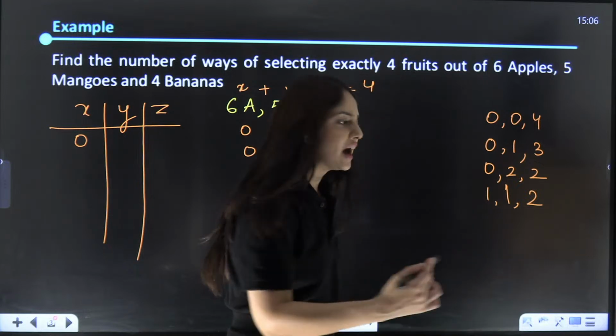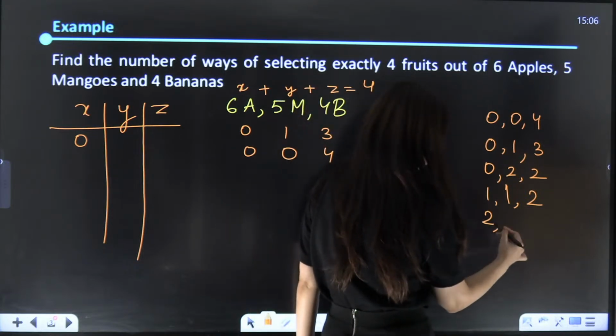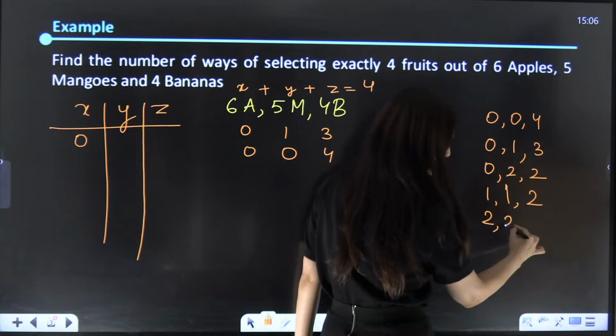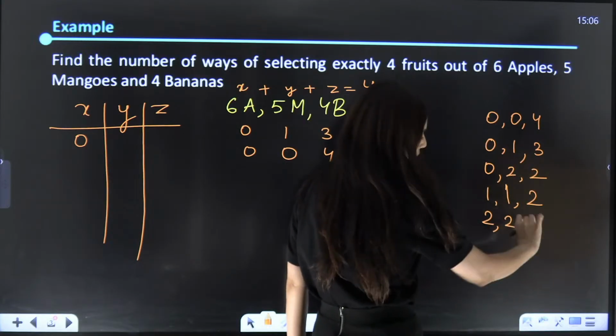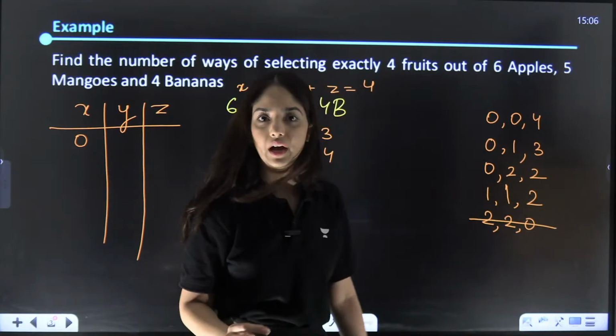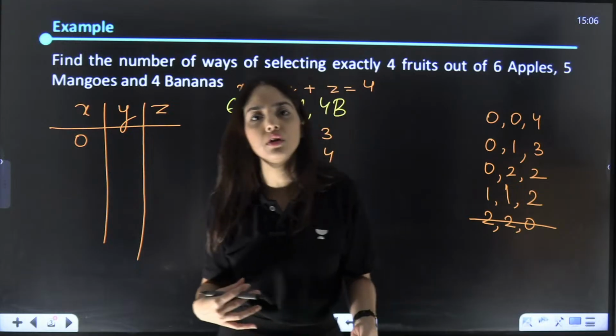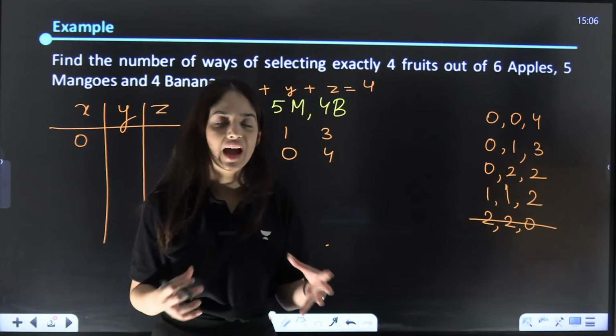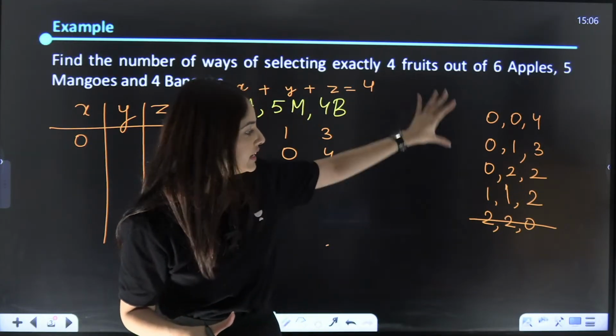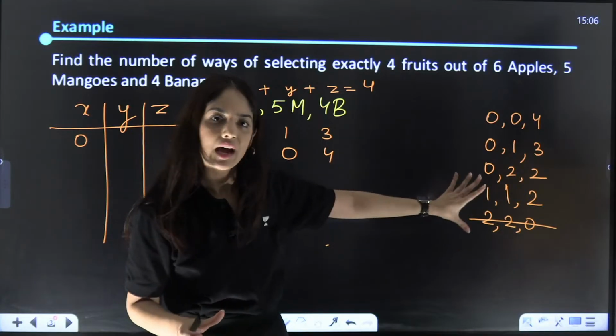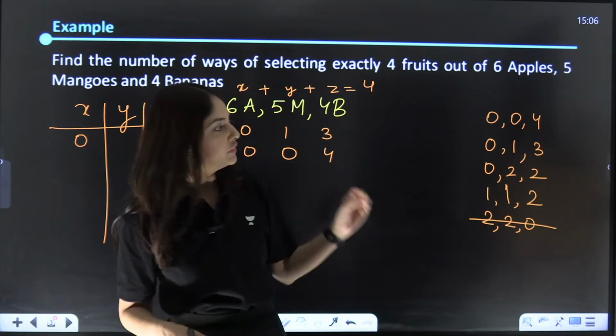Which means now if we do 2 and then 2, the last one will be 0, it will decrease again, so even this will not be counted. But in order to count all the cases without repetition, we have to follow a certain order. So these are all the cases that we can get, right, without order.